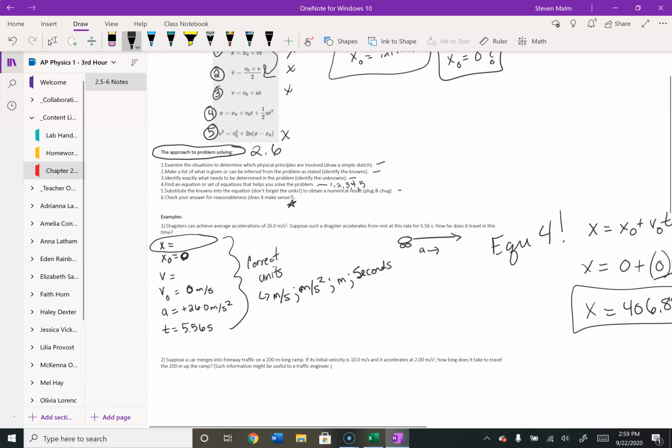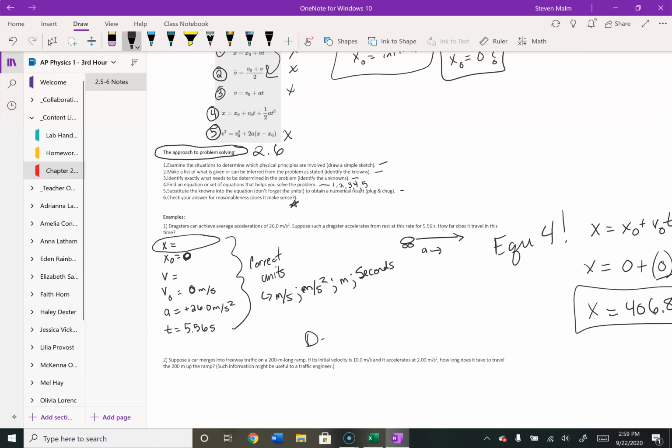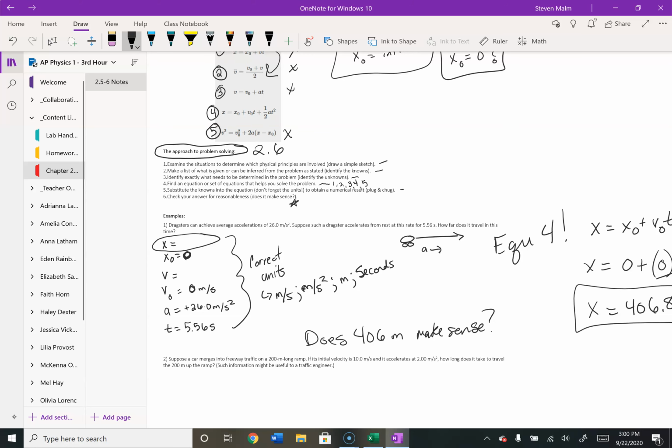All right, so now we're going to do number 5. It says, does this answer make sense? Well, a couple of things. As the thing was moving, it was gaining 26 meters per second to its velocity for every second it was in motion. So after 1 second, it was going 26 meters per second. After 2 seconds, it was going 52 meters per second. After 3 seconds, it was going, and so on, right? Keep on adding to the velocity, which means at some point, this car was going faster than 100 meters per second. So 400 meters isn't unreasonable.